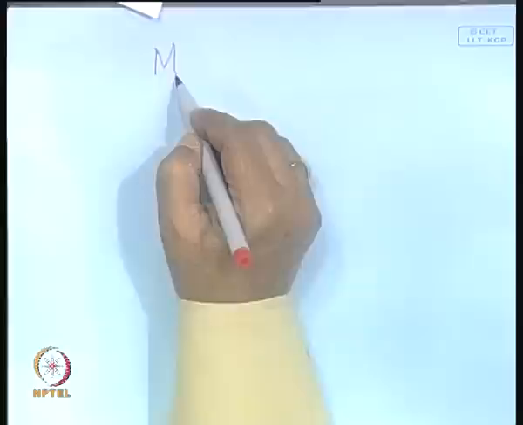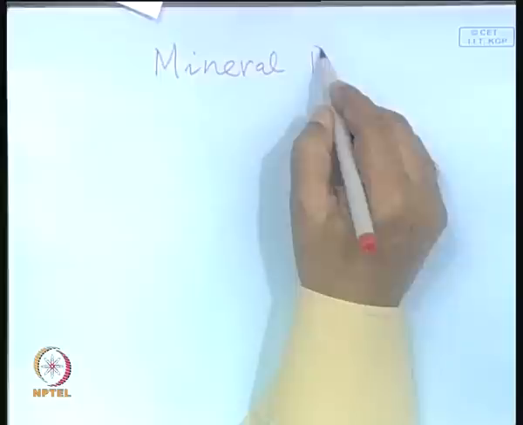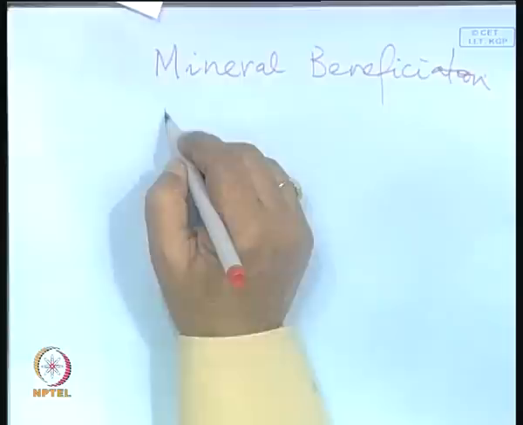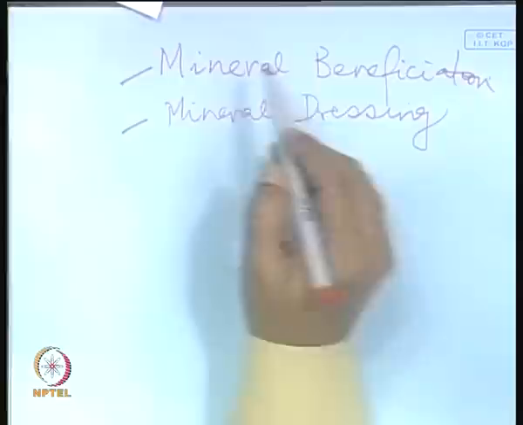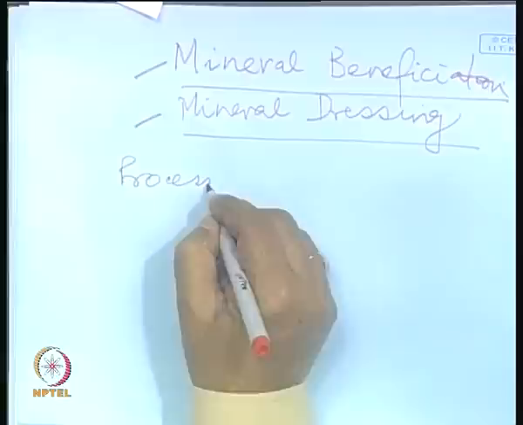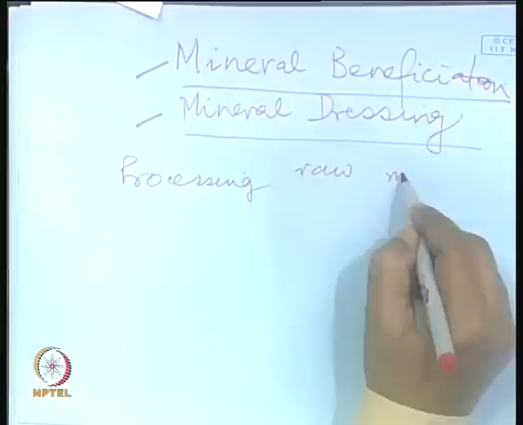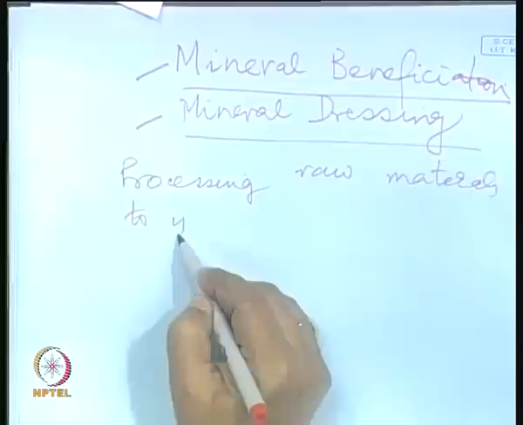So, there are two words which are used, they both mean the same. One is mineral beneficiation, and the other is mineral dressing. Well, there are people who prefer different terminologies, and essentially mineral beneficiation and mineral dressing can be defined as processing raw materials, that is the ore, to yield marketable products.